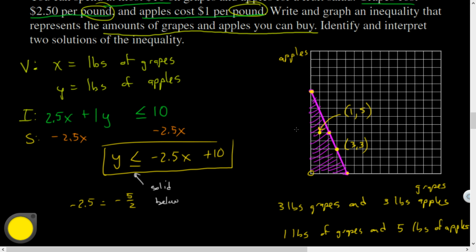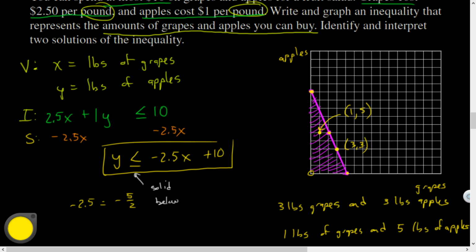All right, so those are a few possible solutions, but really any combination in the shaded region would work. I also could have a fruit salad made up of all apples or all grapes if I picked something on one of these boundaries. If I pick the origin, that means I didn't feel like fruit salad made up of apples or grapes, and I bought 0 pounds of both.